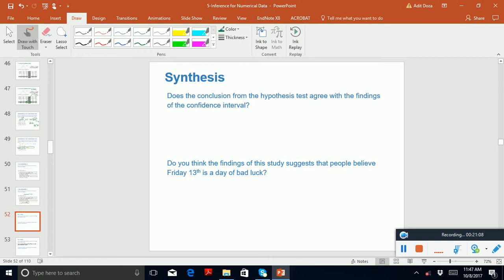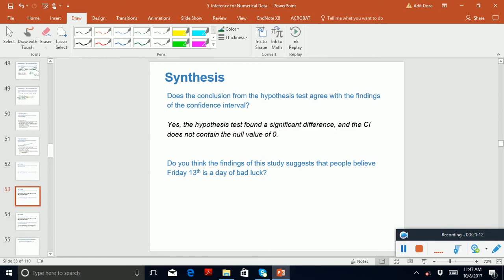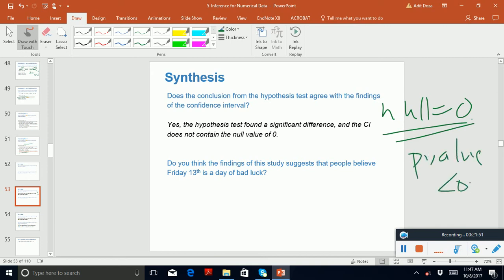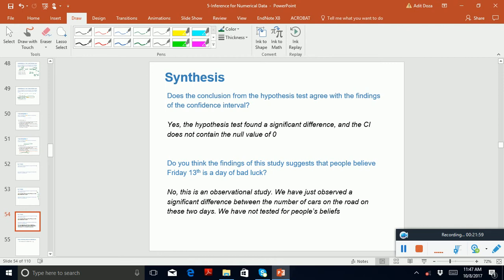So does the conclusion from the hypothesis test agree with the findings of the confidence interval? All right. Yes. The hypothesis test found a significant difference, and because the p-value is small, we reject the null, right? And so it is a significant value, right? The null said there is no difference, but that's not true, right? We have seen that because we rejected the null, because the p-value was small, right? The p-value was less than 0.05, right? It's similar to chapter 4. Do you think the findings of this study suggest that people believe Friday 13th is a day of bad luck?